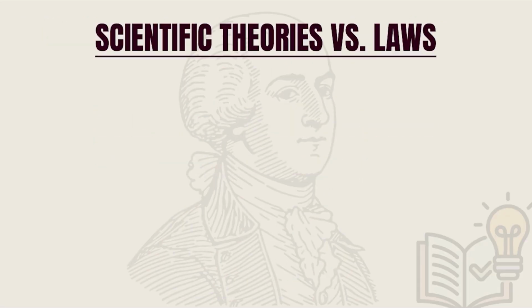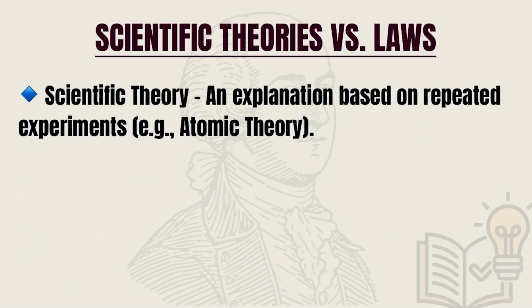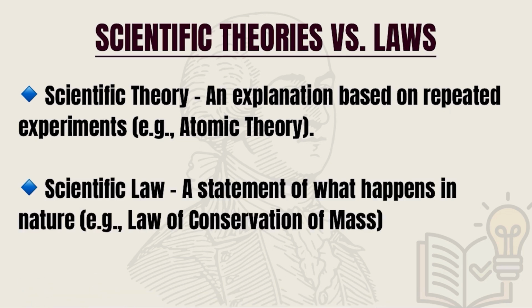Next, scientific theories and scientific laws. What is the difference between these two? A scientific theory is an explanation based on repeated experiments, like the atomic theory. The next is the scientific law. A scientific law is a statement of what happens in nature. An example is the law of conservation of mass.